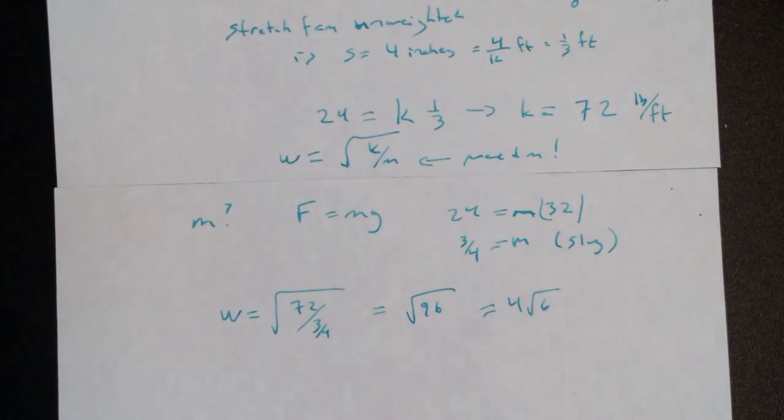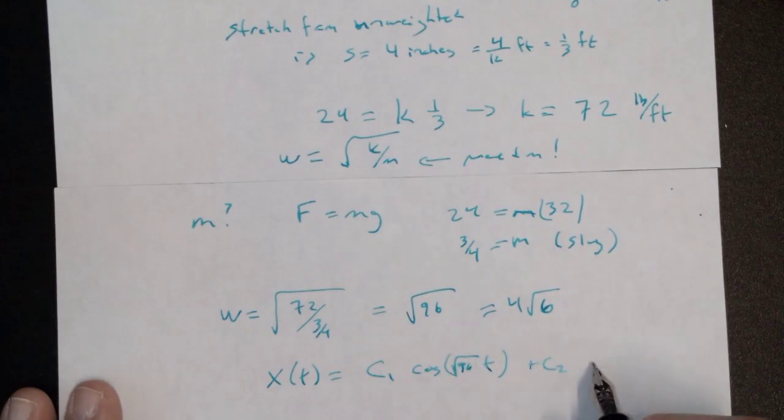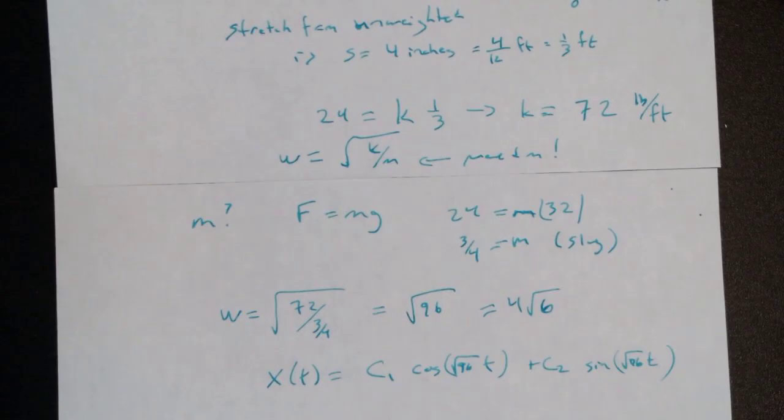But now I know omega, which means I know that x of t is C1 cosine square root 96t plus C2 sine square root 96t. And way back up here, just off the top of the screen, we wrote down an initial position and an initial velocity, which means I can solve for C1 and C2. Please do so.